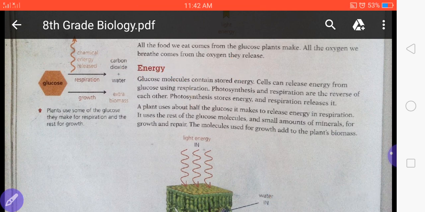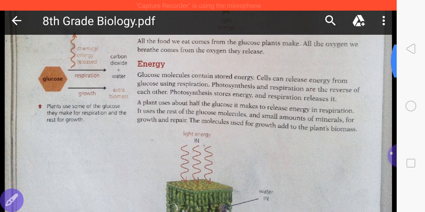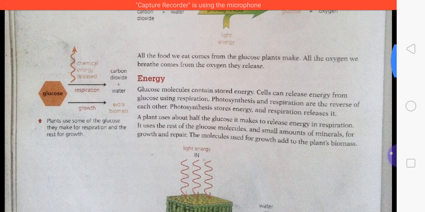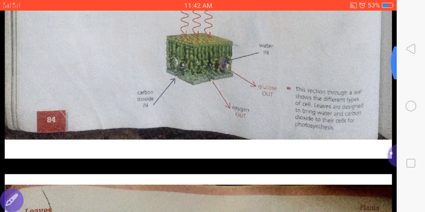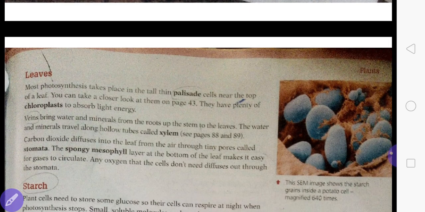So plants can make energy for us. They produce energy for us, and they store it in the molecule of glucose. Okay, the next thing that we're going to talk about, let's talk about the leaves of the plant.